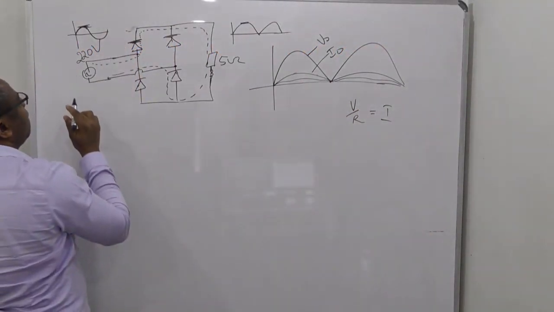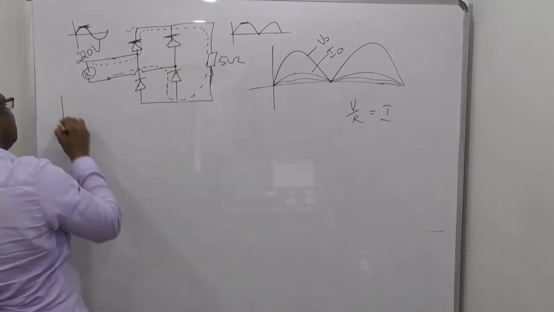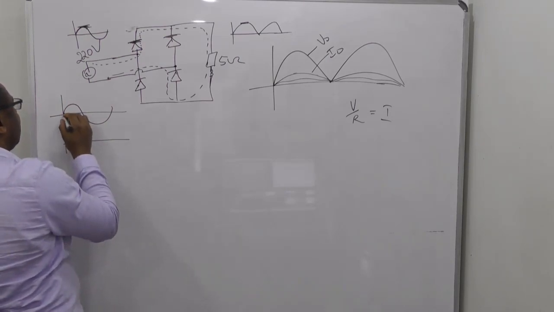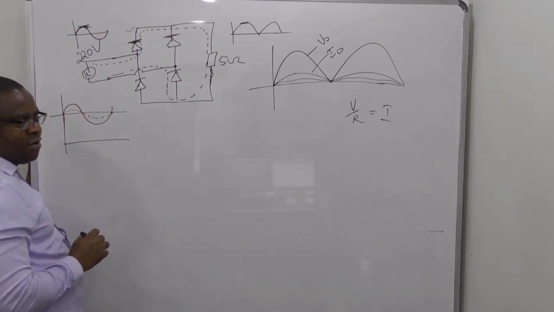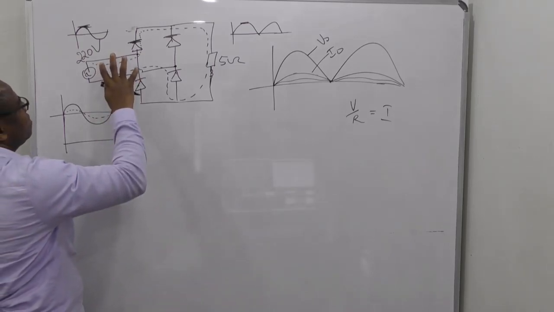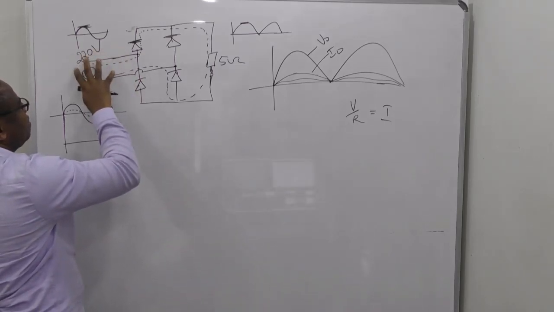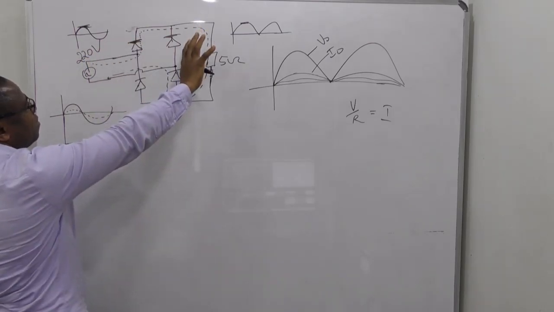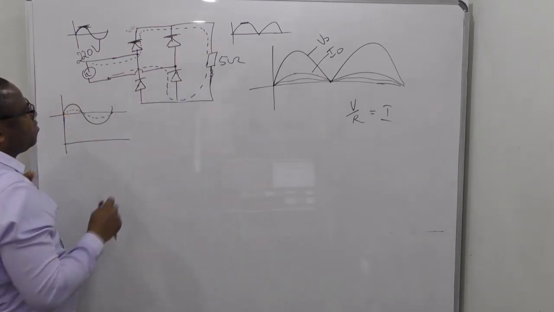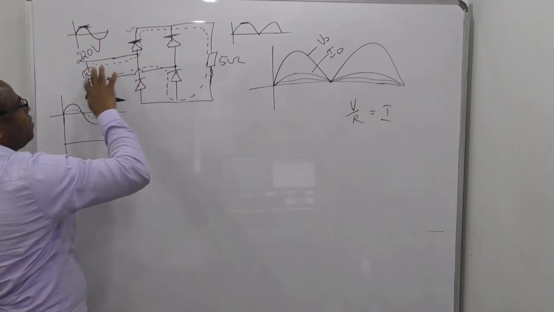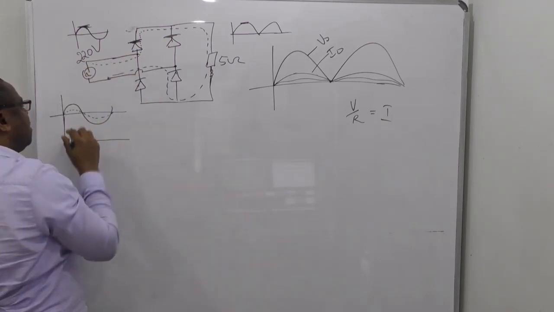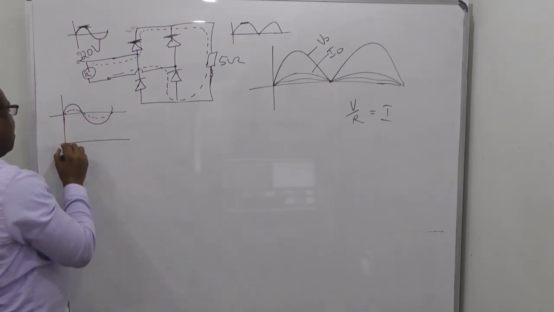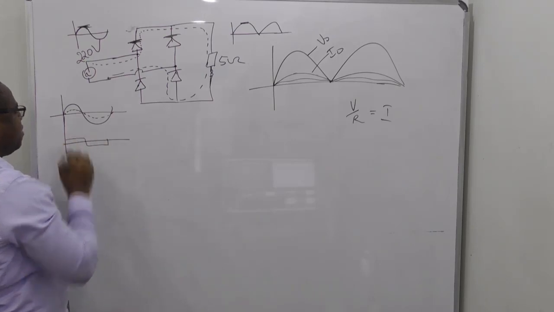Remember that before you connect this, the voltage is like that, and the current will be like that also. If you supply a normal resistive load here without the rectifier, you get something like this. But immediately you put the rectifier here feeding that, this current is not going to look purely sinusoidal. It's going to contain some harmonics.